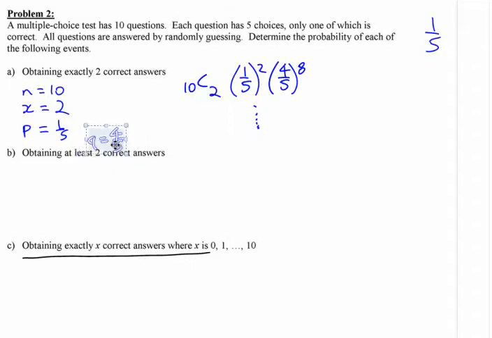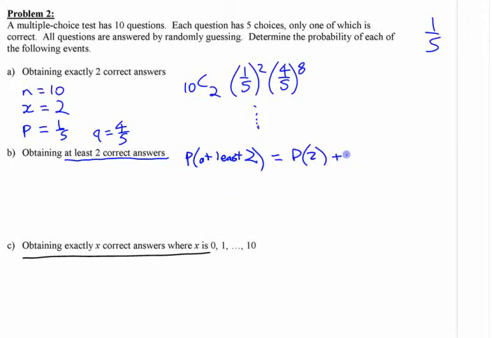The next part here, though, is the part that is asking you to do at least 2 correct answers. That's a lot more work, isn't it? Probability of at least 2, what do we have to do here? Probability of 2 plus probability of 3 correct plus probability of 4 correct plus all the way up to probability of 10. That's how many cases is that? Isn't it 9 cases?